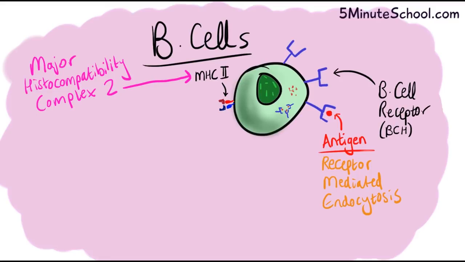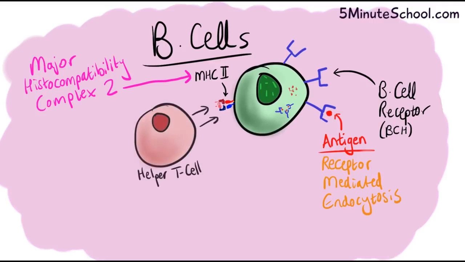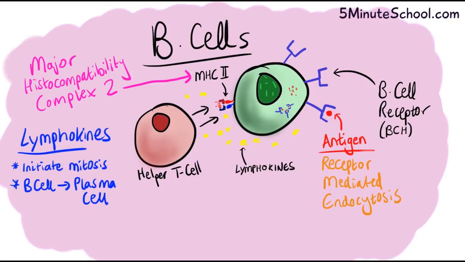The reason that this occurs is it allows helper T cells, which are also known as CD4 lymphocytes, to recognize and bind onto the major histocompatibility complex class 2. And once it's bound, it releases lymphokines. Lymphokines are important because they cause this B cell with these specific B cell receptors to clone itself via the process of mitosis, so that we have more of these B cells with the same receptors.